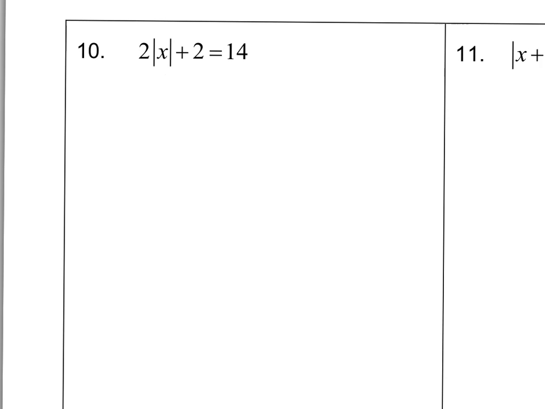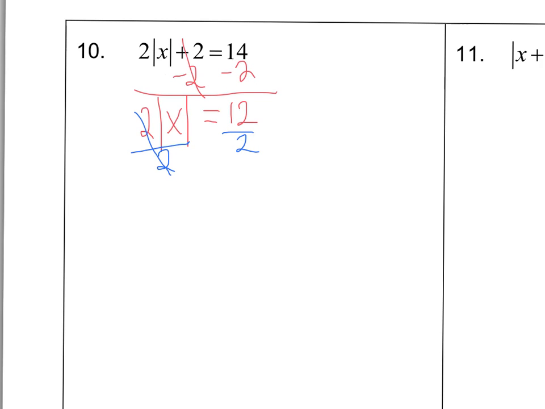So now let's go ahead and start doing this. The first thing we want to do is undo addition or subtraction. I can see we've got plus 2 here, so let's subtract 2 on both sides. That cancels out. That leaves me with 2 times the absolute value of x equals 12. The next step is to undo multiplication or division. Right here at the front we have 2 times the absolute value of x. That's multiplying, so to undo it, we divide by 2 all the way across. That leaves me with the absolute value of x equals 6.